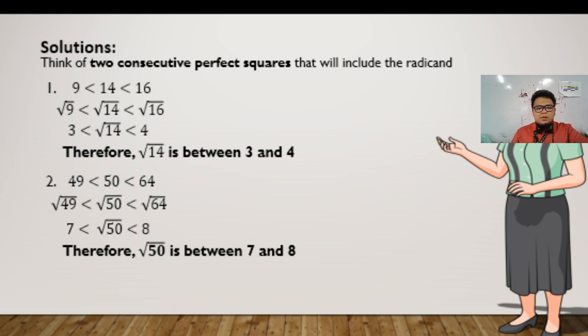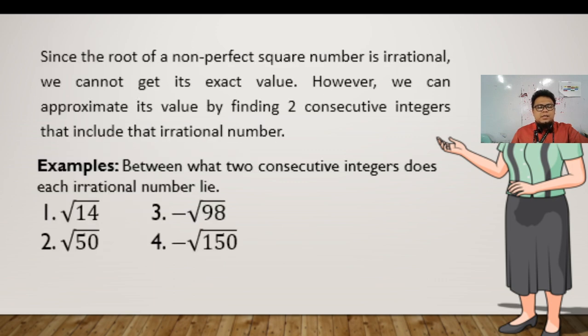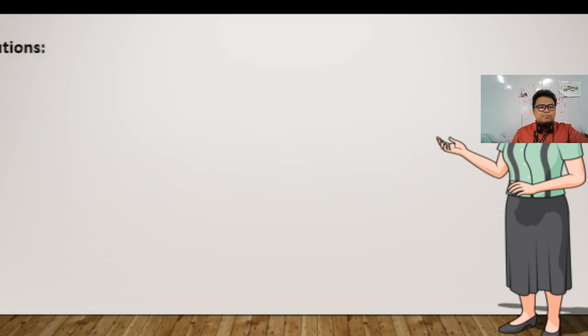Now, let's proceed to question number 3. Number 3 is the negative square root of 98. Remember, there is a negative sign. How do we do that? Since we have negative square root of 98, disregard the negative sign first. Just think of a perfect square before 98 and after 98.